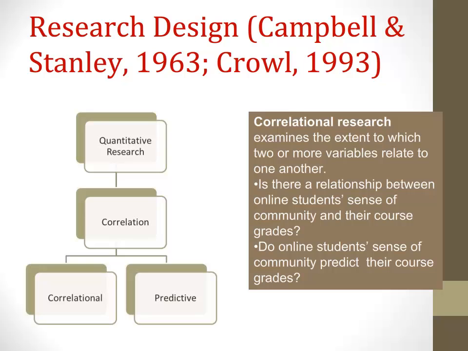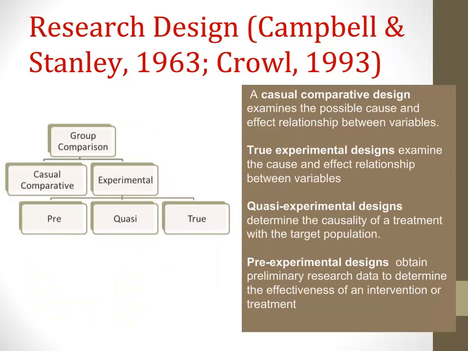So this brings us to group comparison studies. Now we're going to look at group comparison studies. We're going to start with the causal comparative study, which is actually a non-experimental design. A causal comparative study examines the possible cause and effect relationship between variables. It's an ex post facto study, which means that the phenomenon is studied after the fact. That is, after it occurs naturally in the environment or has already been manipulated.